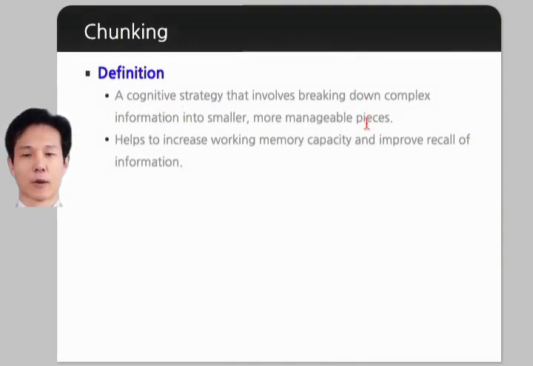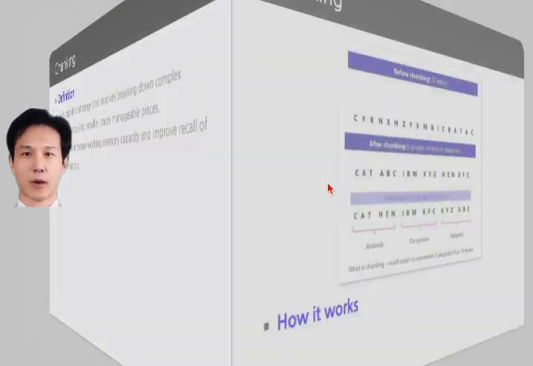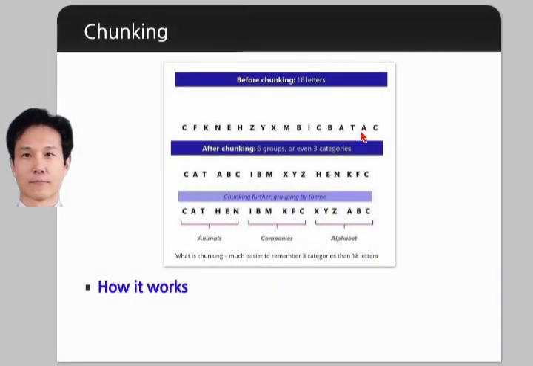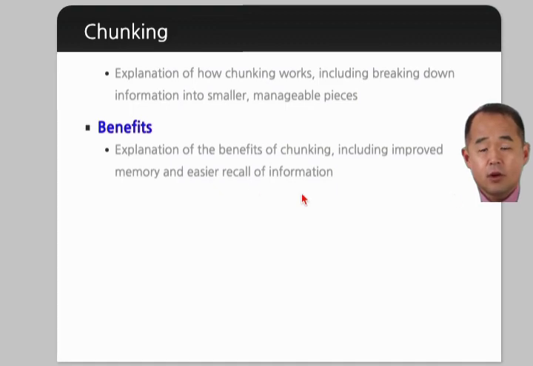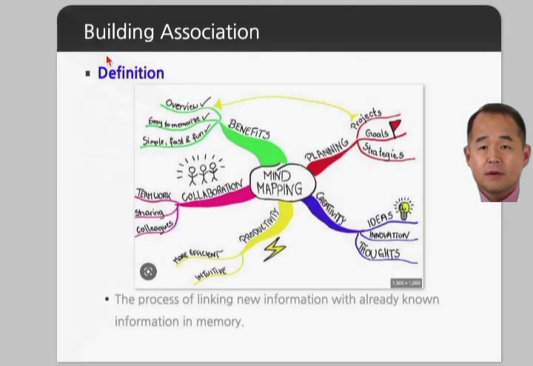Fourth, let's talk about chunking. Chunking refers to the idea that information is easier to understand and remember when it is broken down into smaller, more manageable chunks. In the classroom, this can be done by presenting information in a step-by-step format rather than all at once. This can help reduce cognitive load and make the information easier to understand and remember.